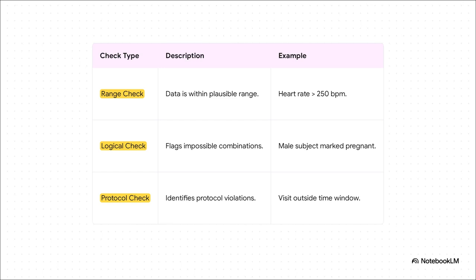Then there's a logical check. This one flags stuff that makes no sense, like if a subject is listed as male but also marked as pregnant. Obvious error, right? The system catches it. And then something like a protocol violation check, which would send up a red flag if, say, a follow-up visit is scheduled way outside the time window that the study allows.